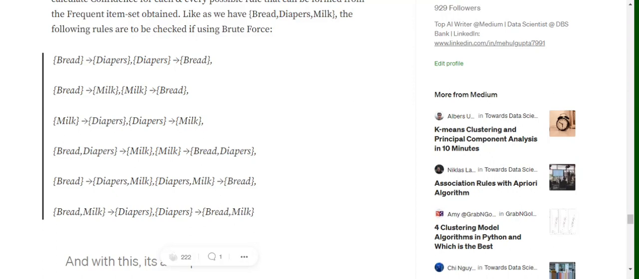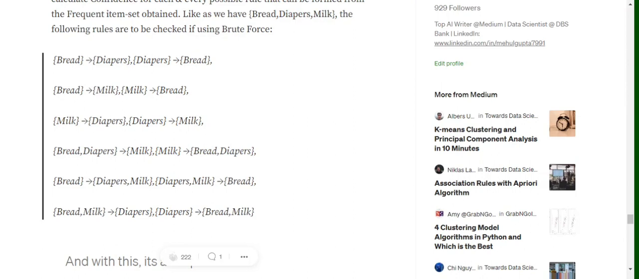If you remember, the formula for confidence was frequency of I1 union I2 upon frequency of I1. So here I1 becomes the item set which is on the left hand side of the arrowhead. Now any of the rules for which the confidence is also greater than the confidence threshold would be considered as an association rule.